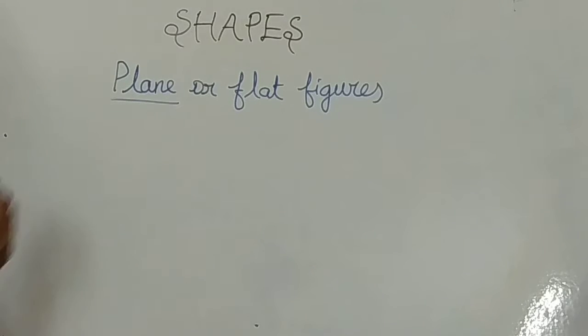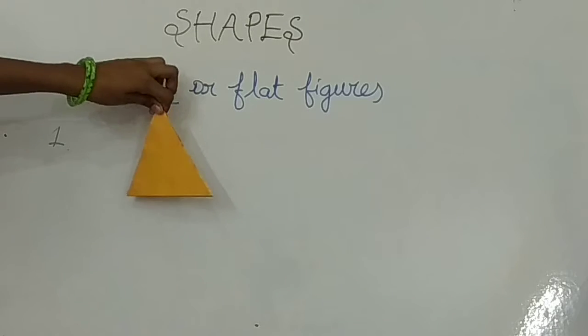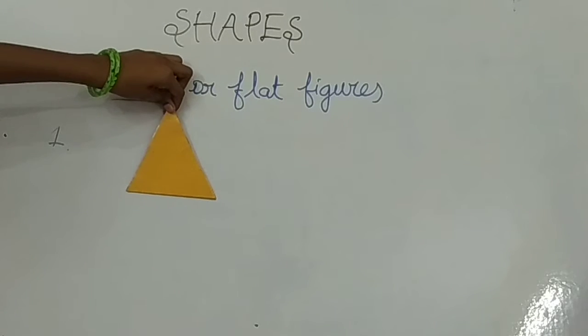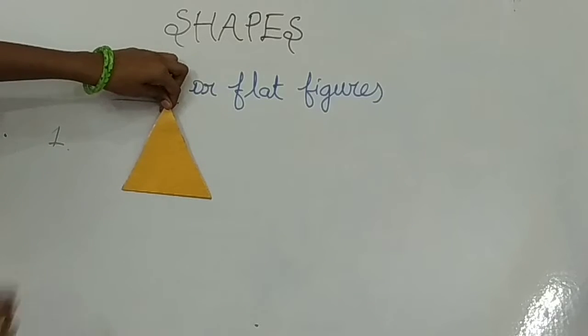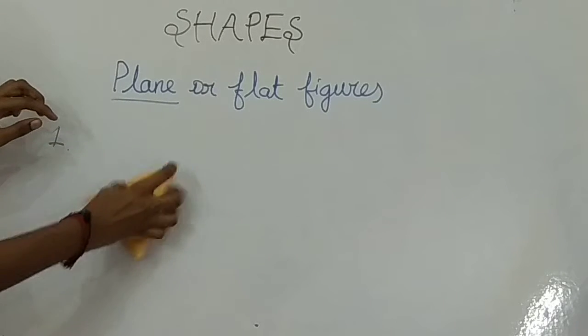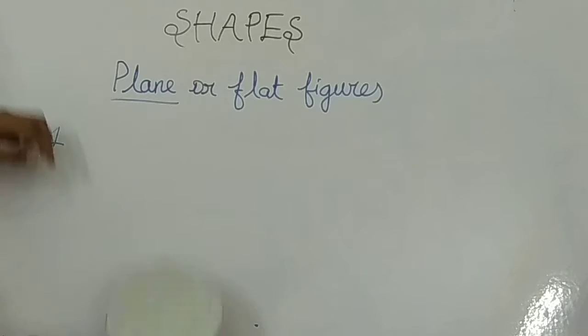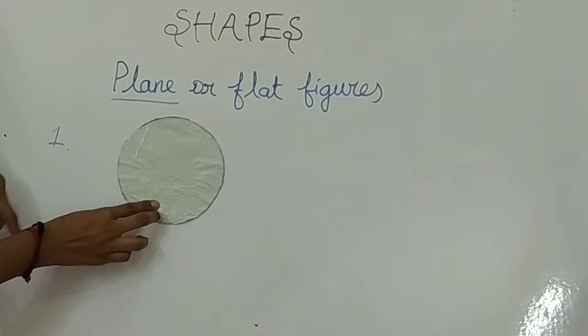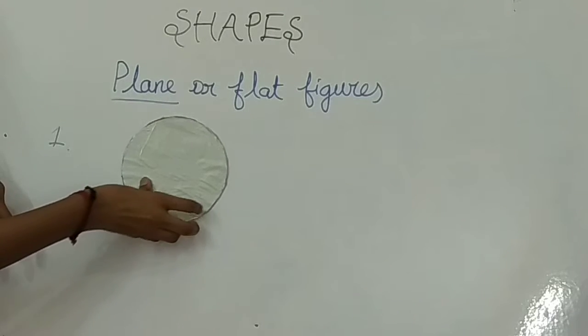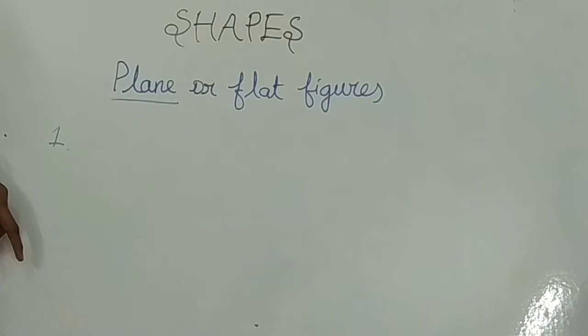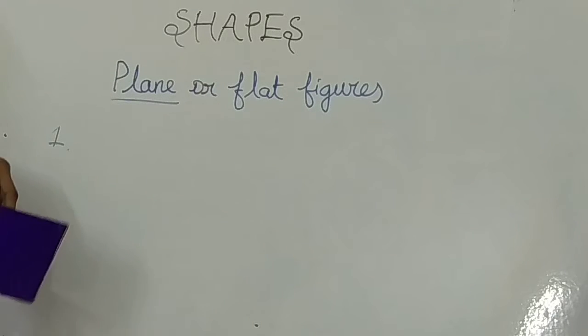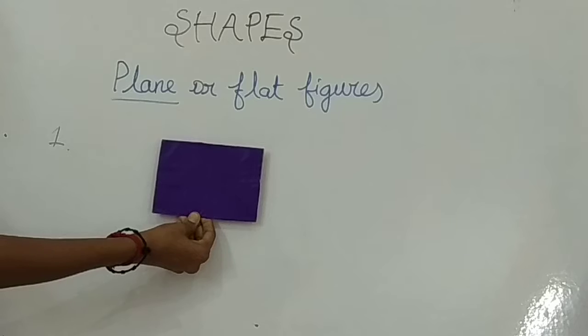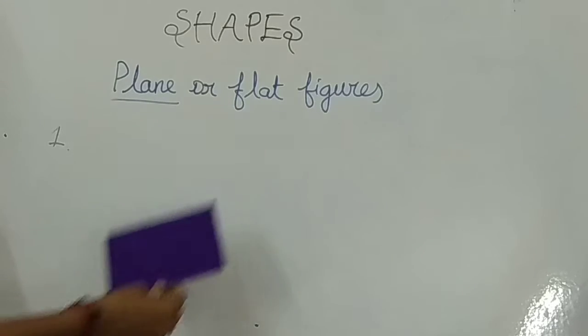Number one, triangle. Number two, circle. Number three, rectangle. Number four, square.